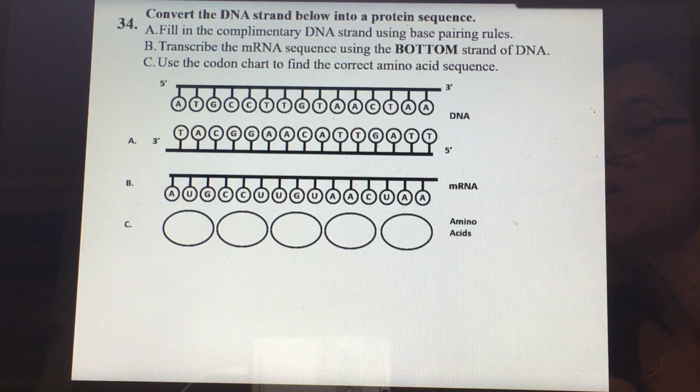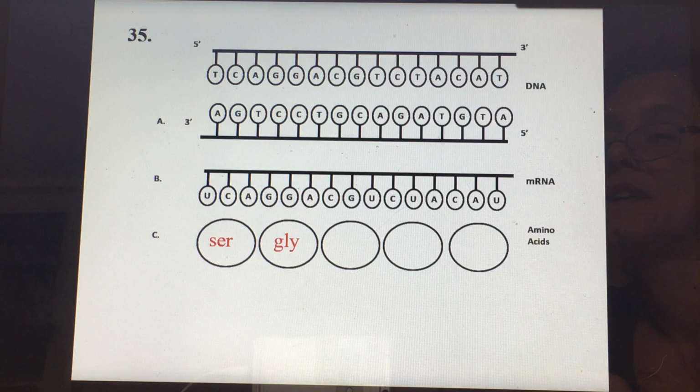And then if we use the codon chart from the previous page, we would get methionine, proline, and cysteine. And eventually we would come to our stop codon. So these are the answers to the last few questions of your test review sheet.